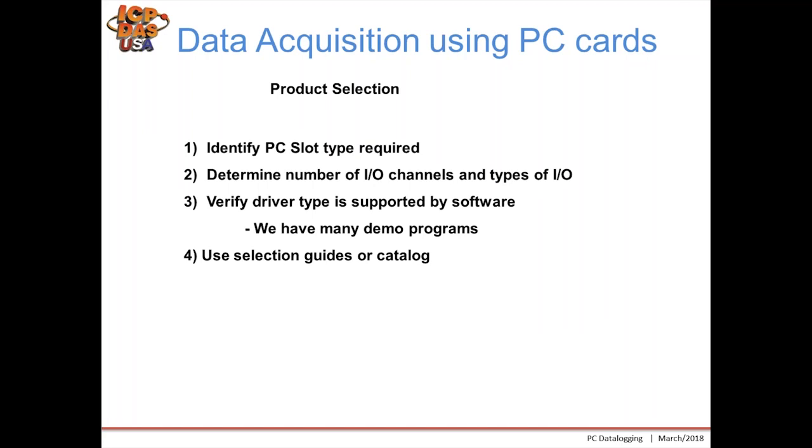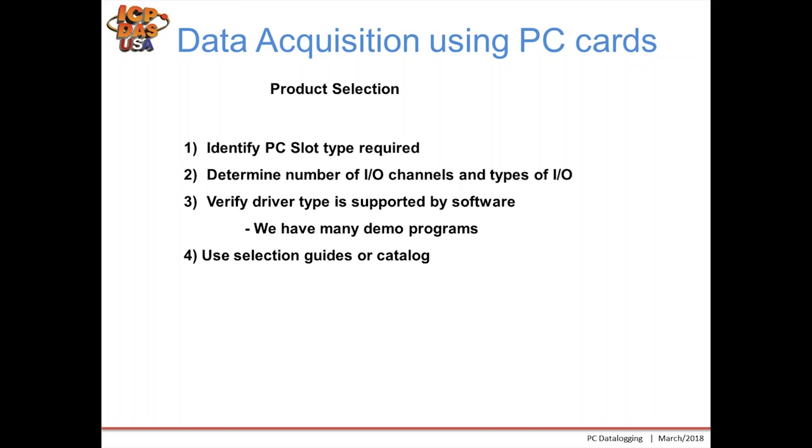For product selection, it's fairly simple. You simply identify the PC slot type you have, again, ISA, PCI, or PCI Express. Determine the number of I/O channels which you'll be needing and the types of I/O. And then you must verify if your software, or the software you're going to create, is compatible. And we do have many demo programs available for each of the different programming languages. Then you use a selection guide or catalog to choose the appropriate model.